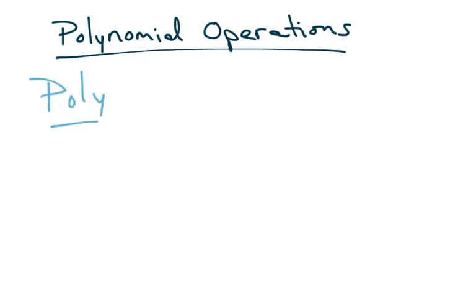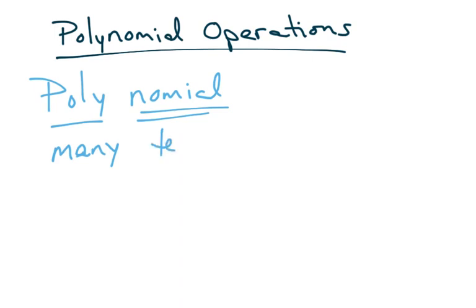Poly is the prefix that means many or lots of, and nomial is the root word that means number in Greek, but more specifically to what we're talking about, it's terms. So a polynomial is just many terms. Now we have a few specific types of polynomials. Oh, wait a second. Let's go back and make sure that we remember what a term is.